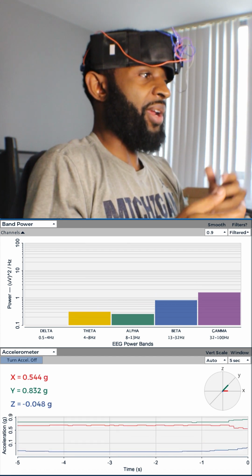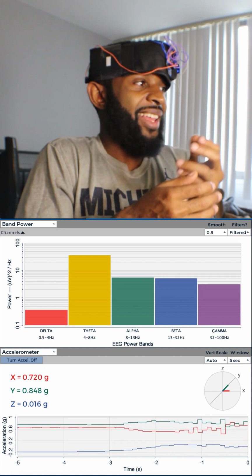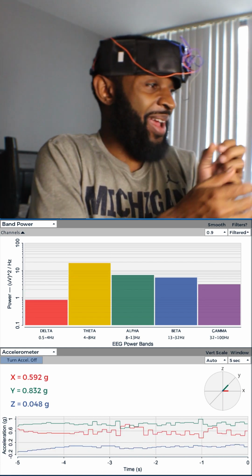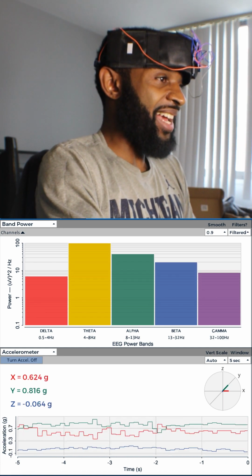So now you can see my brainwaves probably pop back up higher now. Wow, that theta peaked. That theta just peaked right when I came back. It got some exciting data.